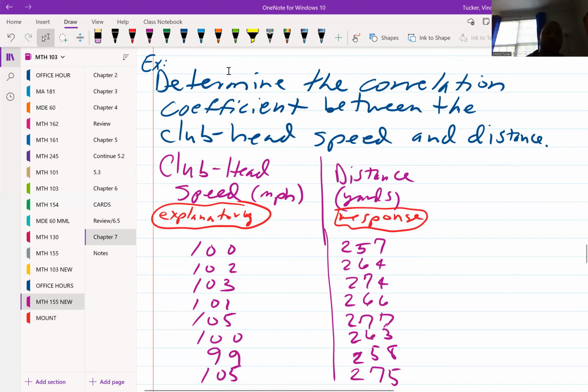So our explanatory variable is the club head speed. It explains how far the ball is going to travel once hit. The response variable is the distance the ball travels. It responds to how fast he's swinging his golf club, or in other words, how hard he's hitting the ball. So that's an example of explanatory variable versus response variable. Once again, the distance the ball travels responds to how hard or how fast he's swinging the golf club, and your explanatory variable, the golf club head speed, explains why the ball will travel further than other times.